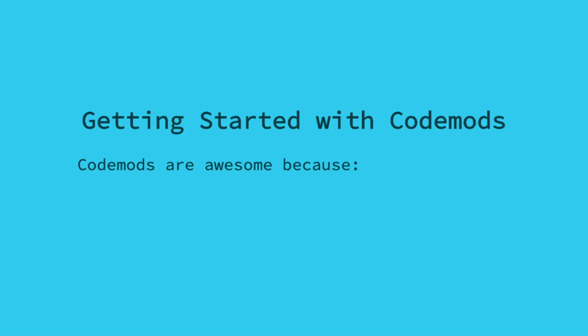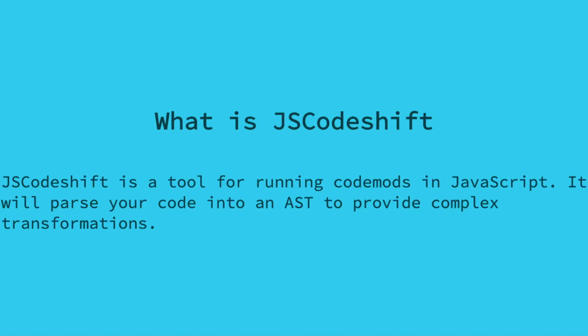We use JSCodeshift for running these JavaScript code mods. Code mods are awesome because they simplify repetitive programming tasks, allow for complex transformations, and make library upgrades easier. Now, what is JSCodeshift? JSCodeshift is a tool by Facebook for running code mods on JavaScript. JSCodeshift uses Recast, which is an AST transformation tool.